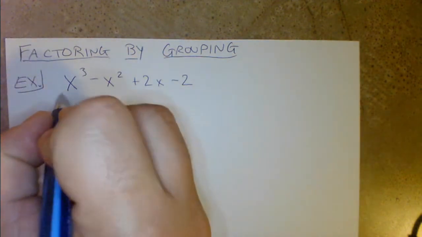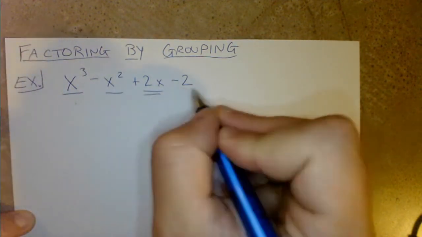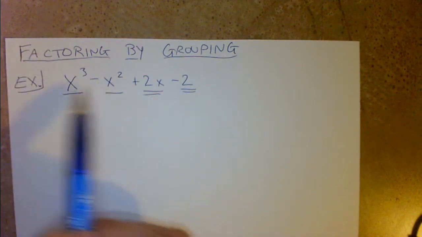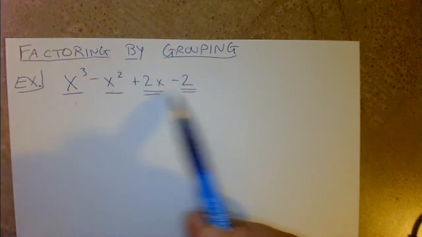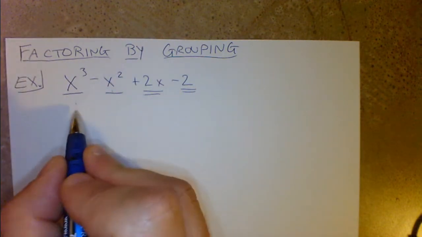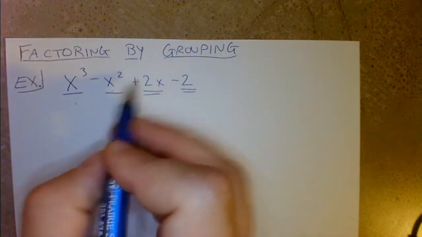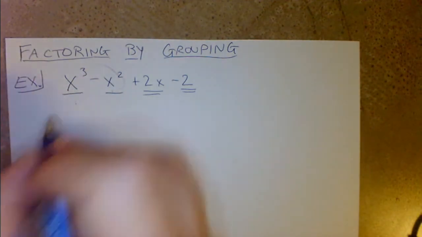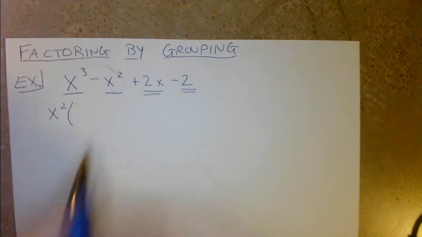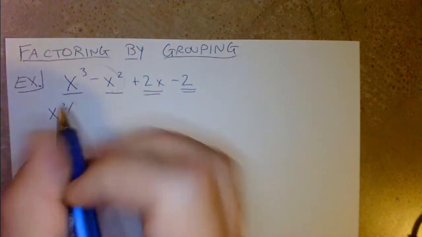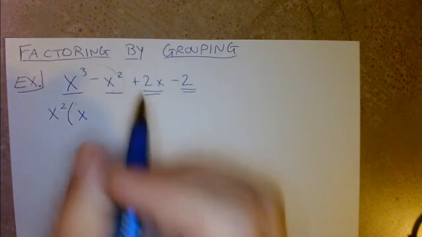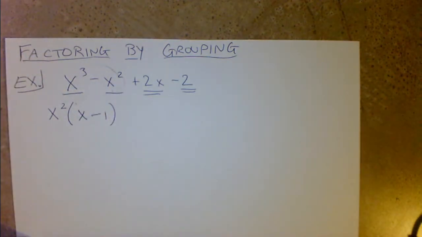So I'm going to group these. I'm going to make two different groups, because I notice that these two share some factors in common, and these two share some factors in common. So let's write this as what they factor as. What do these two have in common? They have a factor of x squared in common. So let's undistribute that. Let's factor that out. When I pull x squared out of x cubed, I'm left with x. When I'm pulling x squared out of negative x squared, I'm left with negative 1.